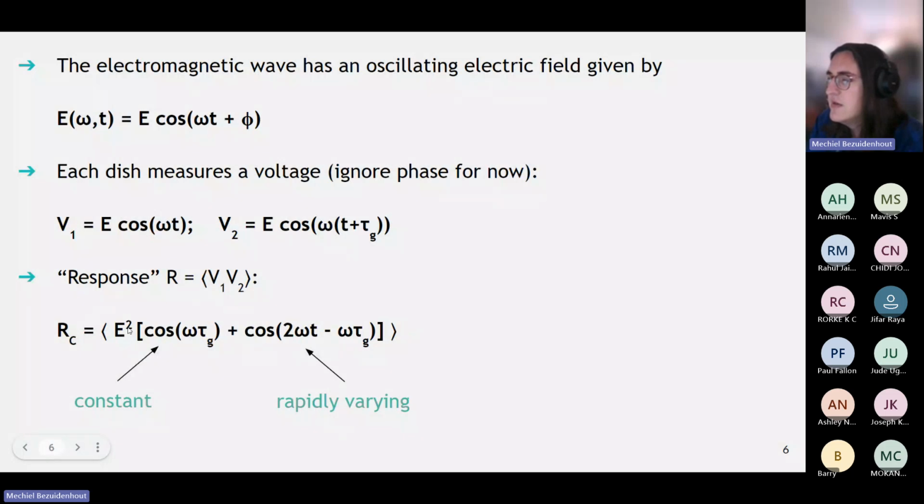You get an E squared times a cosine of omega tau plus a cosine of 2 omega t minus omega tau. So you see that there are two terms in this equation. In the one on the left, omega is the angular frequency, which is constant, times the geometric delay, which is also a constant. So this term is a constant, plus the second term, which is a cosine depending on time. This is a rapidly varying cosine function, which means that if we take the average of this equation, the second term is going to average out to 0. So we're left with the first term.